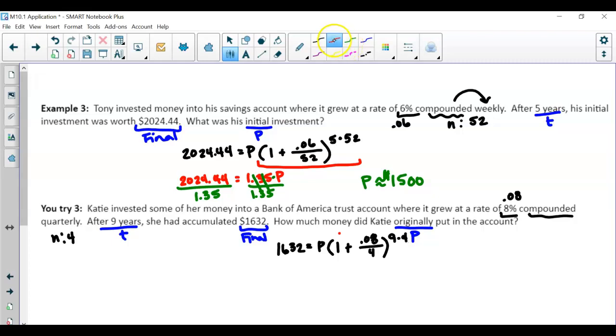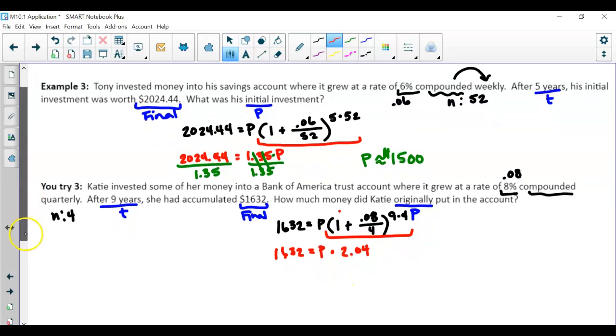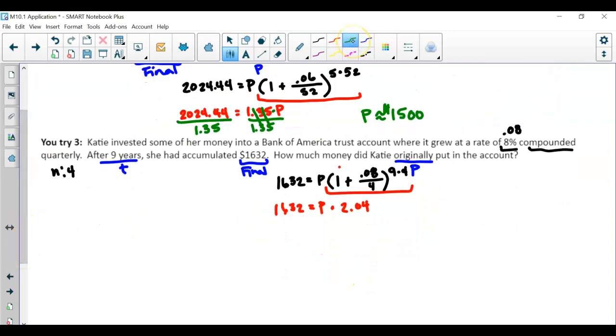So now here, notice, again, you can just put this in your calculator. You've got 1,632 is equal to P times 2.04. So now here, if you're multiplying by P, now you need to divide that value. So here, P, the original amount, was approximately $800.04.